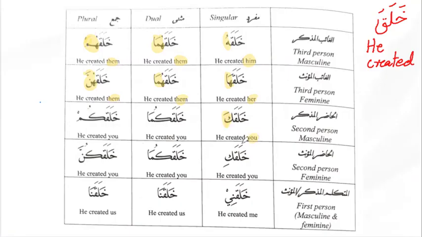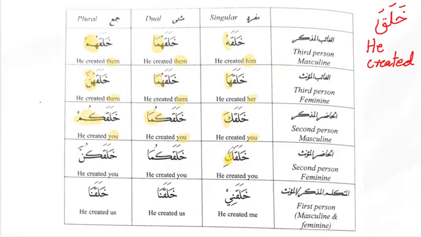Khalaqaka, he created you. Khalaqakuma, he created you. Who is this you referring to now in kuma? How is this different from khalaqaka? You two. Very good. Khalaqakum. Who is this referring to? You all. Very good.